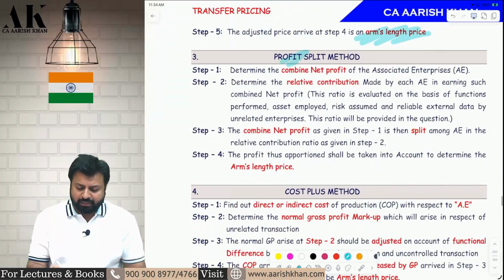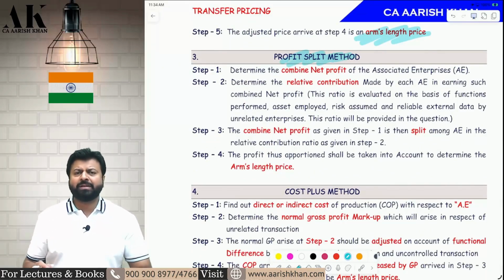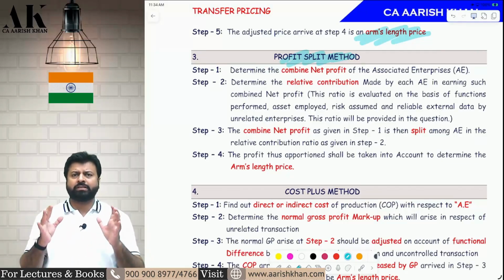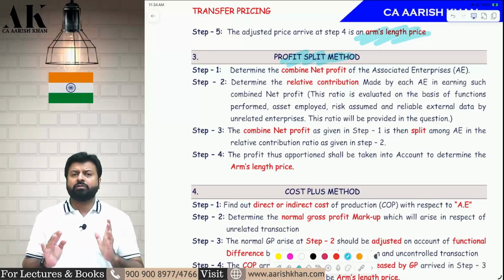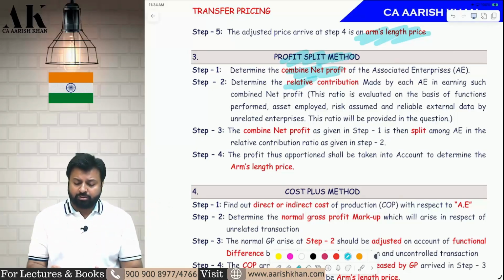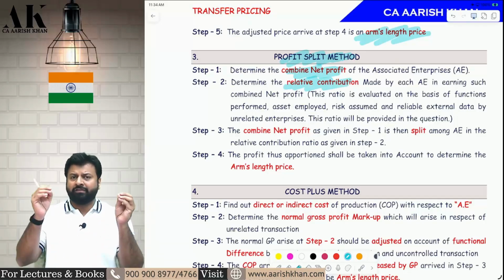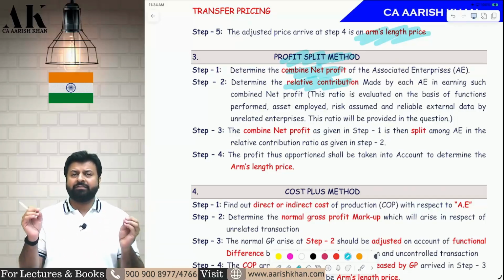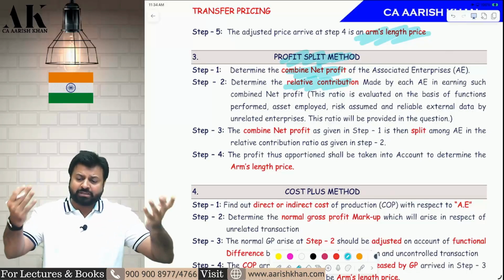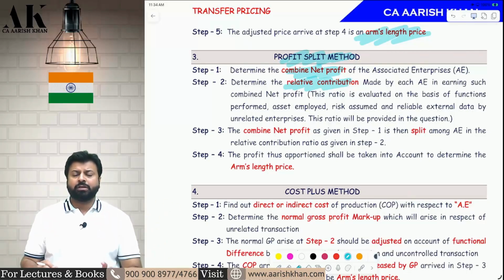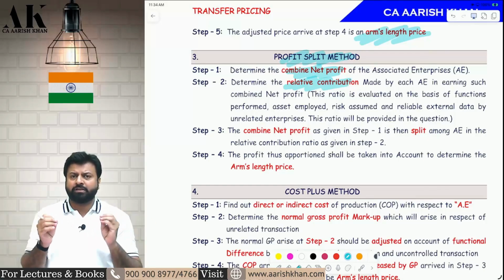Third method, profit split method. Profit split method is used when you generally do a joint venture with multiple entities. Suppose there are 3 entities doing some project and earning some profit. Now how will the profit be split between them? First of all, find out the combined profit of all of them. Suppose the combined profit is $10,000. Now you have to divide this combined profit by the relative contribution ratio. Sir, what is the relative contribution ratio? That will be given in the exam, don't worry. That will be identified based on FAR analysis, function, asset and risk analysis, based on who has put how much effort in this particular transaction. So suppose the relative contribution ratio is 50%, 30%, 20%.